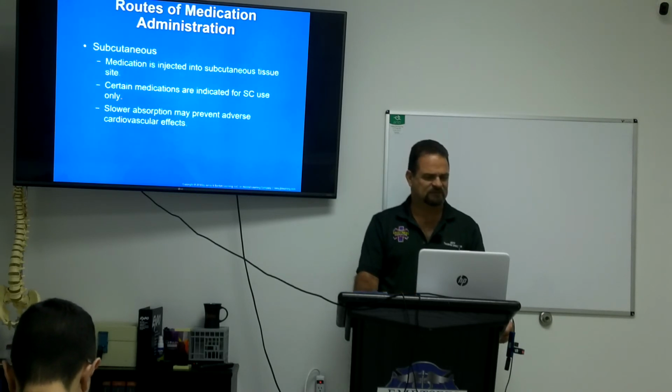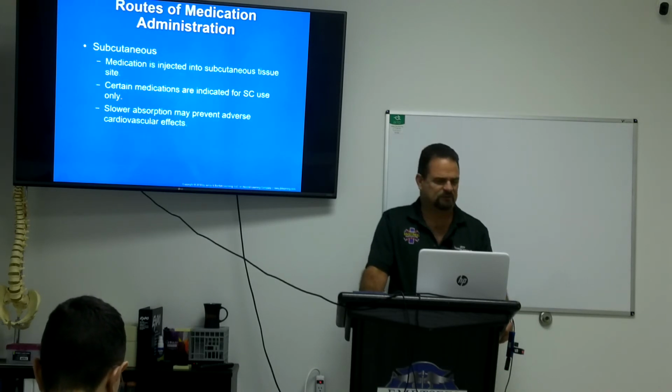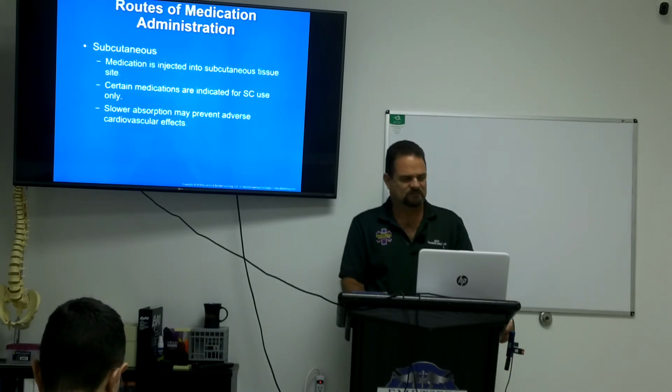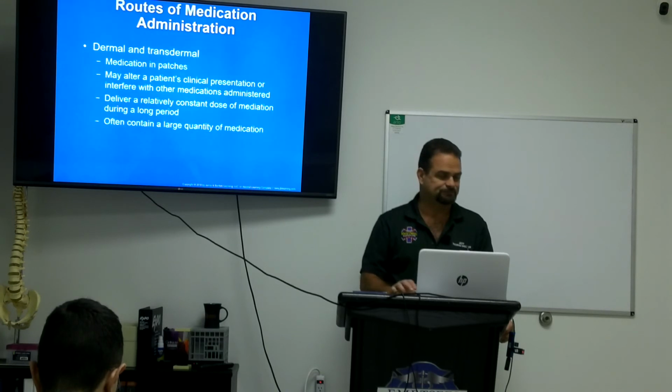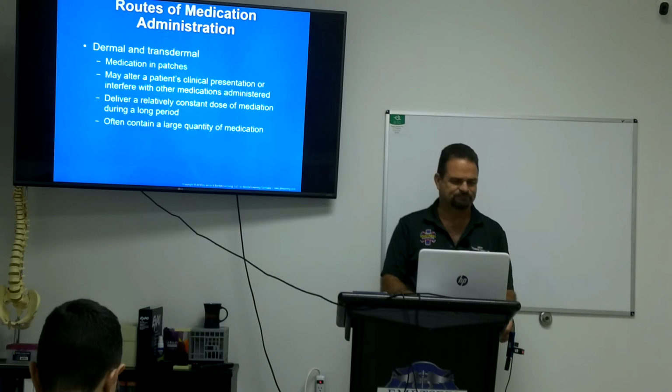Then you have subcutaneous. It's similar to IM. The medication is injected into various subcutaneous tissue sites throughout the body, such as the anterior part of the abdomen just outside the umbilicus, and the skin overlaying the triceps. Certain medications are indicated for sub-Q use only, such as epinephrine 1:1000 and insulin. Slower absorption may prevent the adverse cardiovascular effects. You have dermal and transdermal. These are medication patches. Patches commonly contain nicotine, antiemetics, analgesics, and nitroglycerin.